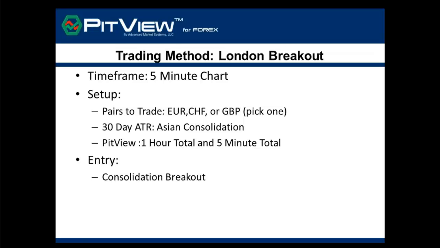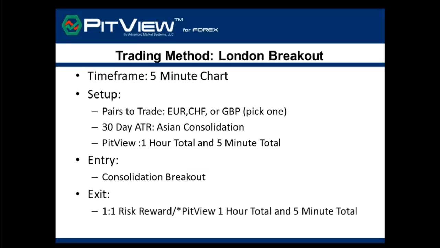And so the entry we're looking for is a consolidation breakout. I'm going to take you step by step through the method, first of what the rules are, because that's what we trade with. We trade with rules. For exit, we use 1-to-1 risk reward, or we can also use PitView, or more specifically PairView, to look for our potential exits in the market. But first, let me start off with just the basics of this method. Let me go through a step by step of how we execute on this method.